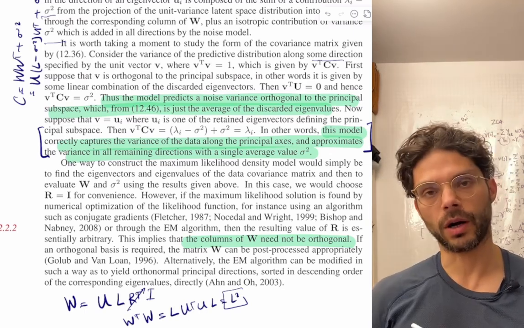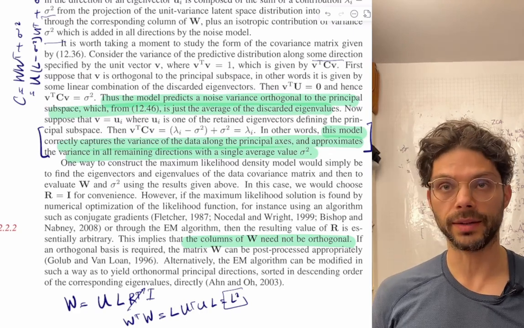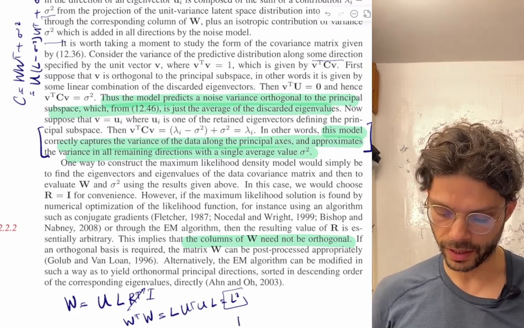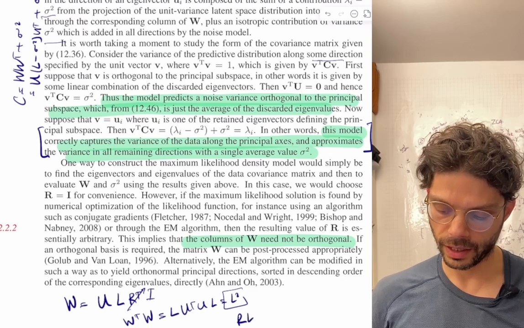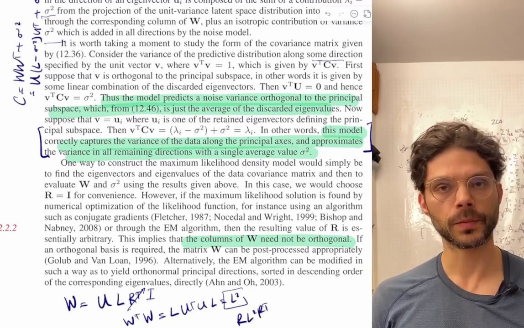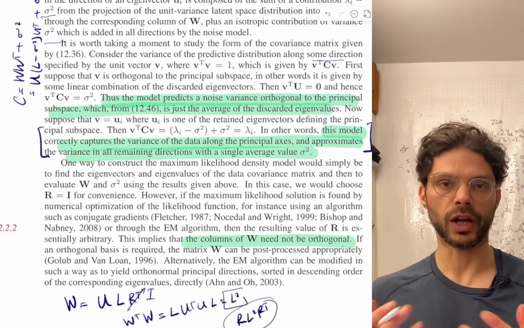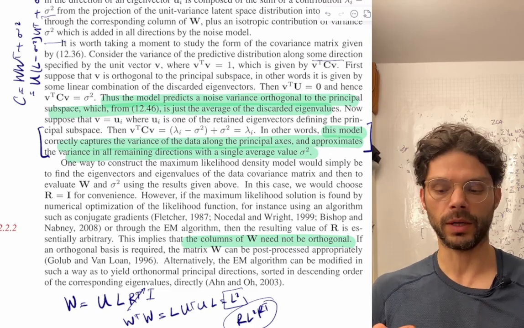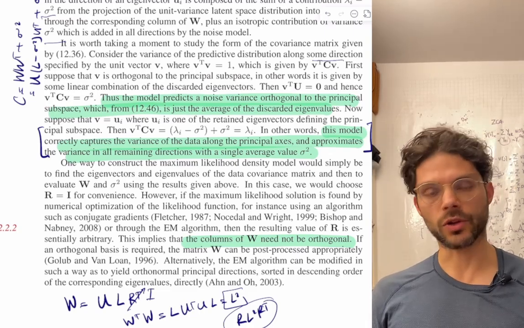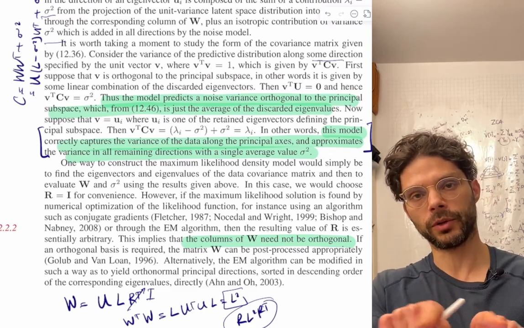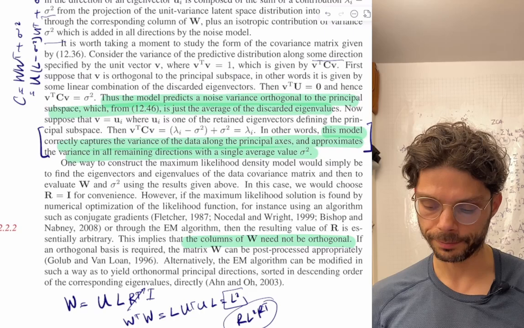So that's the case when R is the identity. But if it's not the identity, then obviously what you'll get is R, L squared, R transpose. And so now this is going to be some matrix, but it's not going to be a diagonal matrix in general. So that means the columns are not going to be orthogonal. So that's all he's talking about.